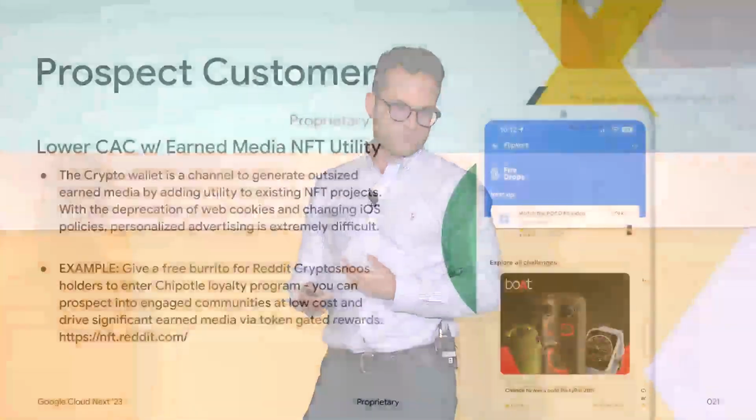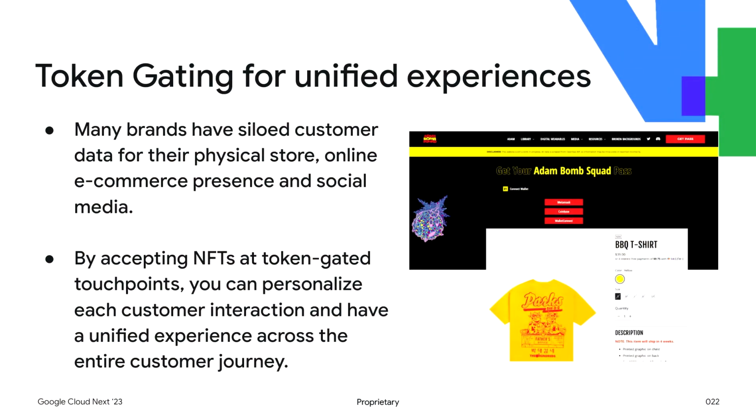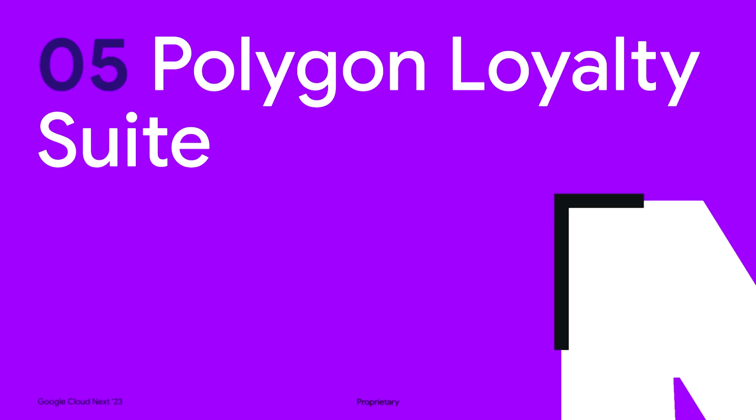So this is performance advertising. It's not cost per mille, it's not cost per click, it's not even cost per action, this is cost per purchase. So that's a really interesting opportunity to deliver rewards at the point of purchase if you're looking to prospect new customers with a high LTV. And then you have token gating for a unified experience. If you're able to use that NFT status at each point of the customer journey, you can identify who that person is and personalize the experience for them.